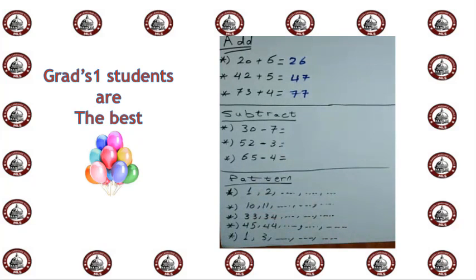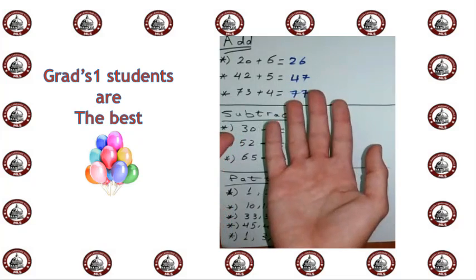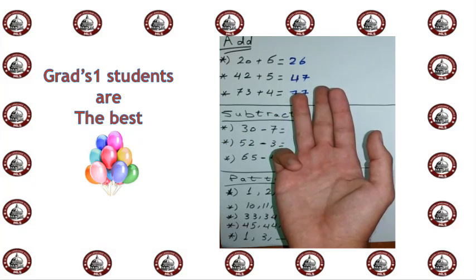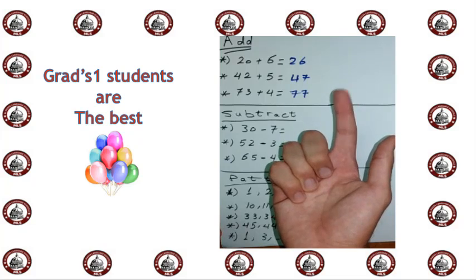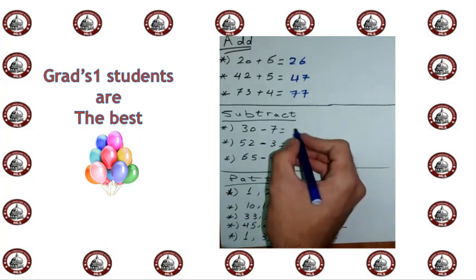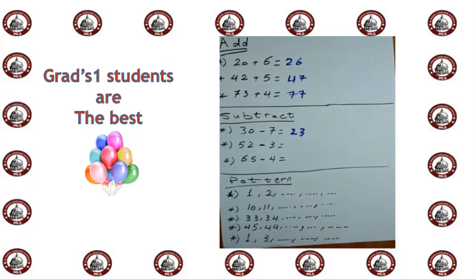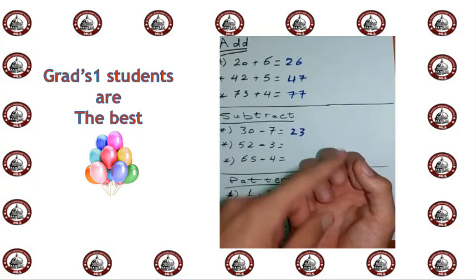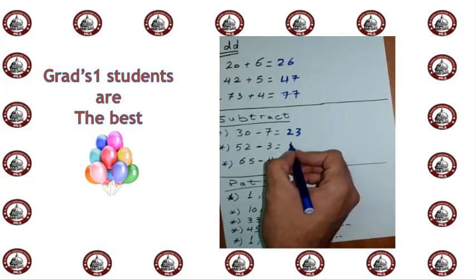And subtract: 30 minus 7. What will I do? The big number 30 in my mind and the small number 7 on my finger. Before 30: 29, 28, 27, 26, 25, 24, 23. Then the result equals 23. 52 minus 3. Put the big number 52 in my mind and the small number 3 on my finger. Before 52: 51, 50, 49. Then the result equals 49.